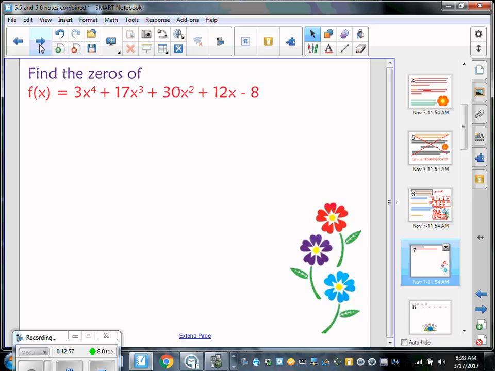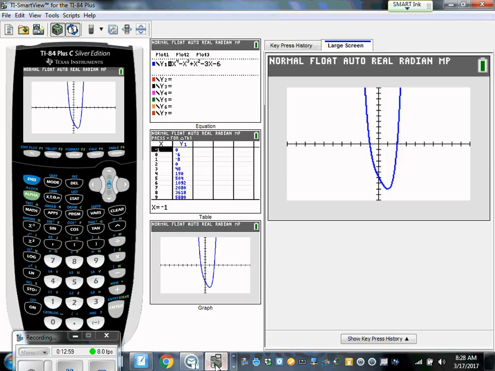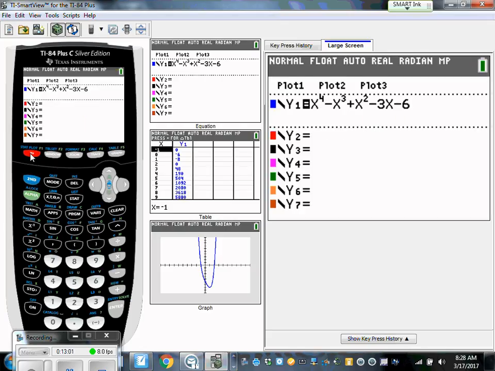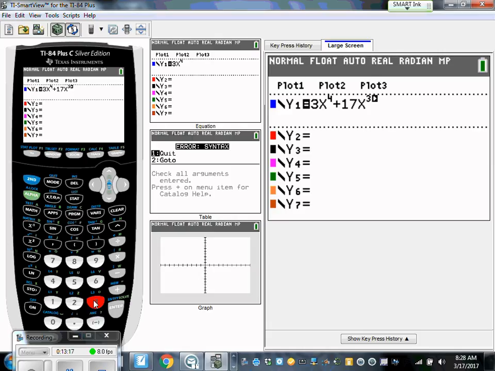All right, so let's go back to your calculator. Y equals, and then just hit clear, and it'll clear it out for you. Y equals, and then clear. All right, so let's go ahead and type this one in. So 3x to the 4th. And be careful that you're not typing everything as an exponent. 17x cubed plus 30x squared plus 12x minus 8.